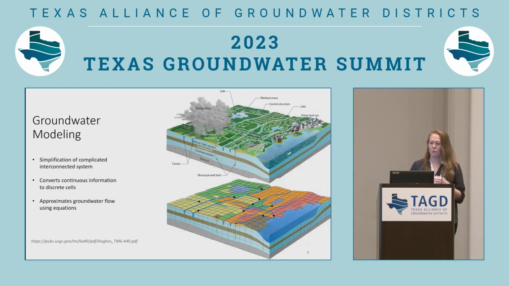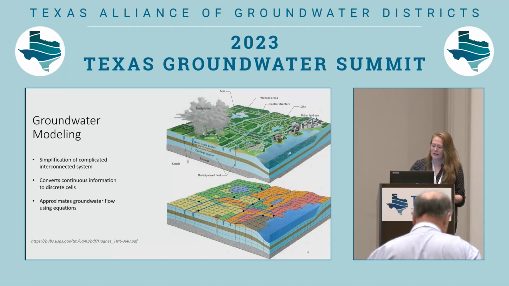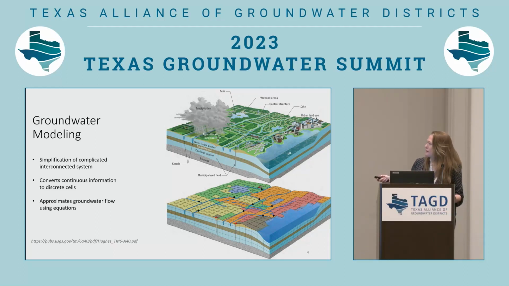So starting with the what is groundwater modeling? Essentially, it's a way to represent this super complex, interconnected system as this much less complex stack of boxes. And the benefit of converting all of this continuous information into this is that my computer doesn't understand this, my computer does understand that. And once my computer understands it, I can use it to approximate groundwater flow and give us an idea of what's happening underneath our feet, which without X-ray vision is usually a hard thing to do.